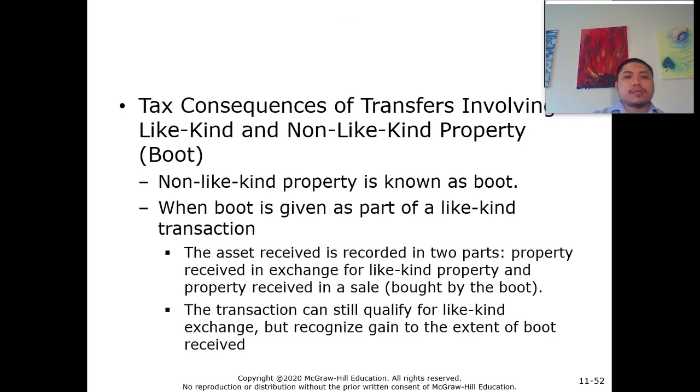So what we just talked about is a pure like-kind exchange, that's what I like to call it. There's nothing else involved. It's purely an exchange of a piece of land to get another piece of land. So what if there's some cash involved, some other kind of payment, or some other property involved in the transaction? What can happen?